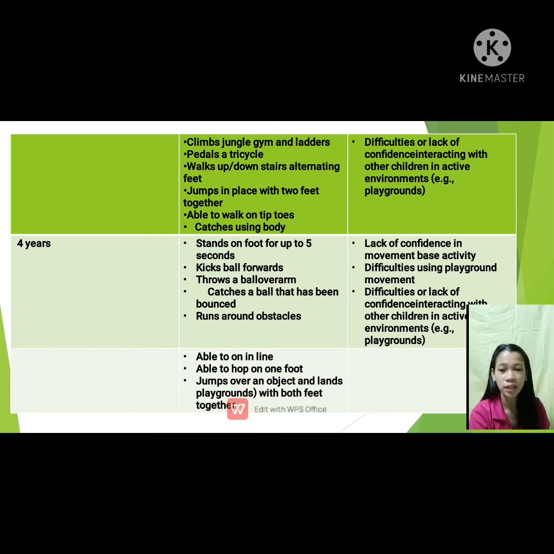At 4 years old, the child stands on one foot for up to 5 seconds. Like at 3 years old, the skills increase: kicks a ball forward, throws a ball overarm, catches a ball that has been bounced, runs around obstacles. If these cannot be achieved, there is a lack of confidence in movement-based activity, difficulties using playground equipment, and difficulties or lack of confidence in interacting again with other children.